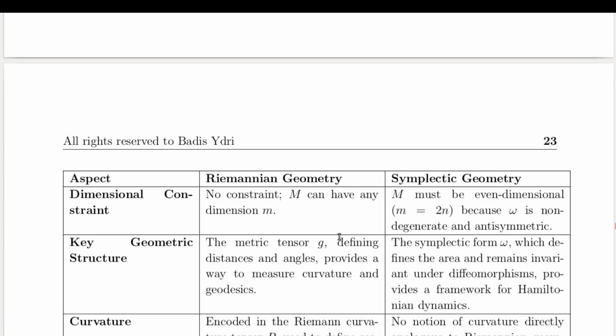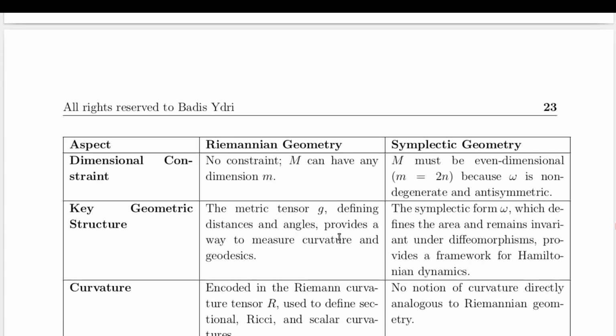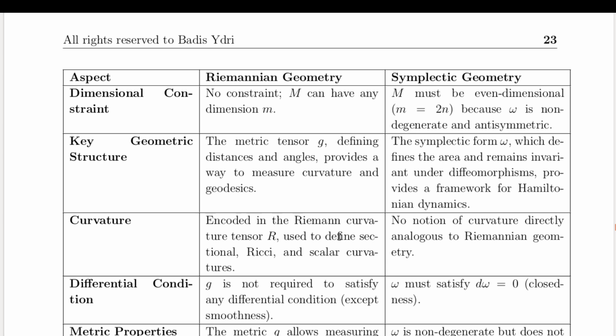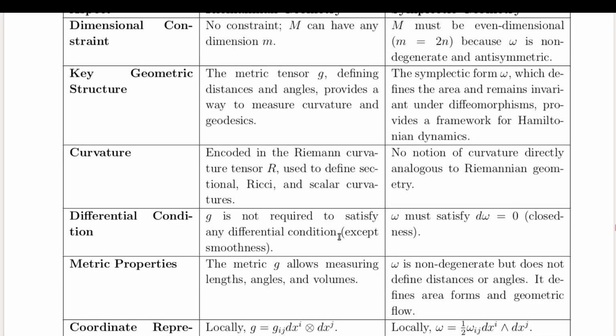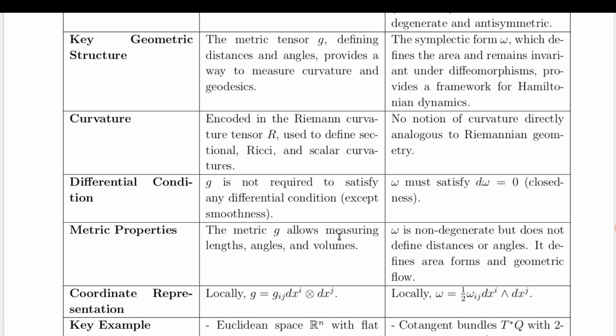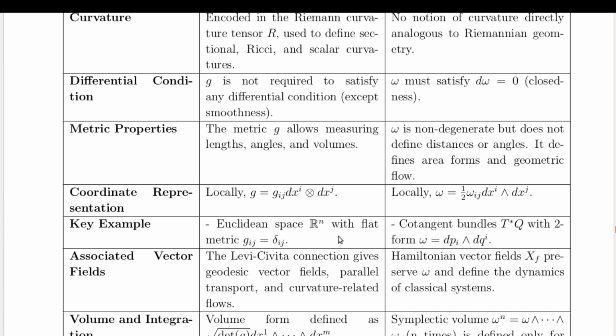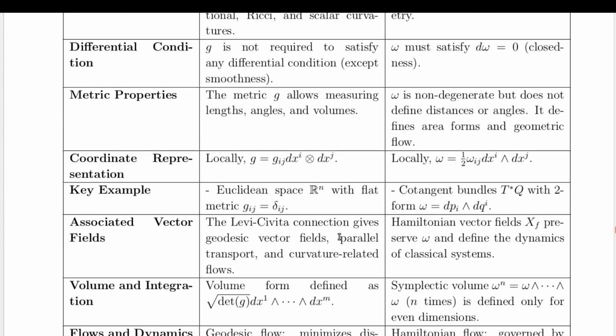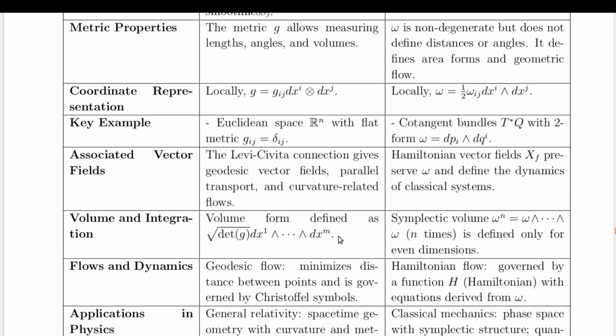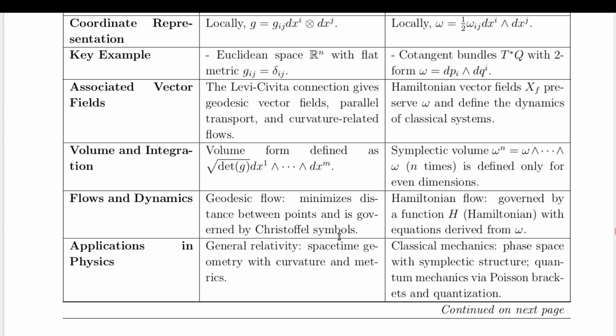Even their local properties differ. The local flatness theorem in Riemannian geometry guarantees that any point on a manifold can be locally approximated by flat Euclidean space. Symplectic geometry, by contrast, is governed by Darboux theorem, which states that every symplectic manifold can be locally transformed into a standard canonical form, independent of curvature.